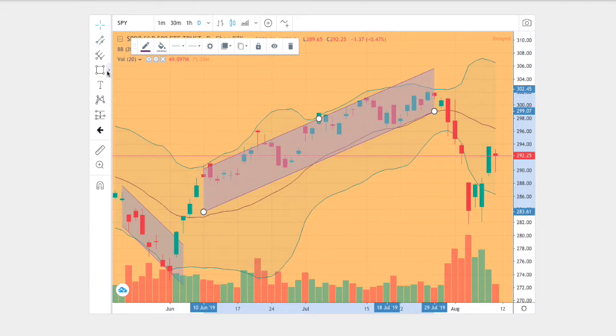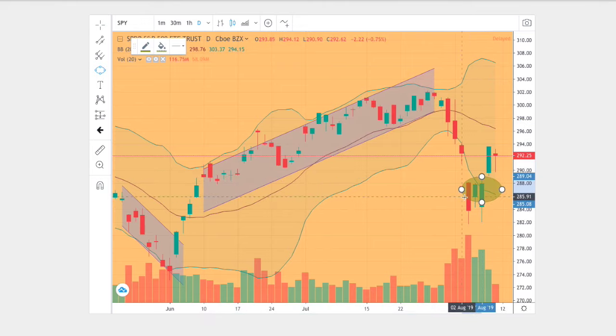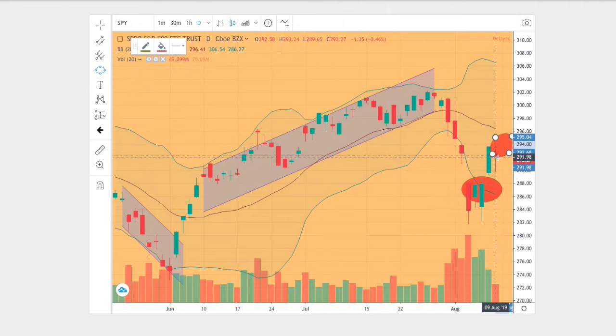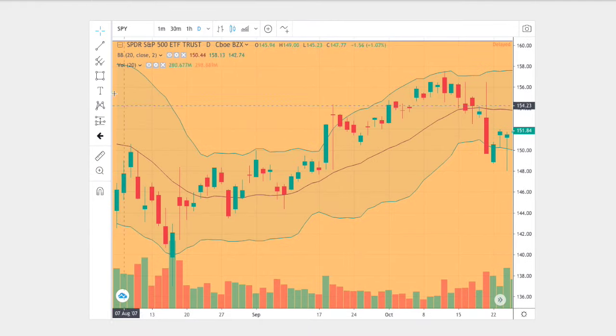And then we proceeded to break down to touch the bottom Bollinger Band right there. And after touching the bottom Bollinger Band, we see a possibility or an effort of reversion to the mean, or touching the middle Bollinger Band right there. So we start to see similar patterns shaping right here.